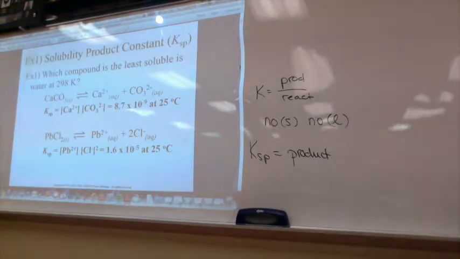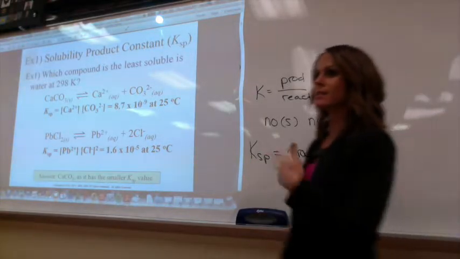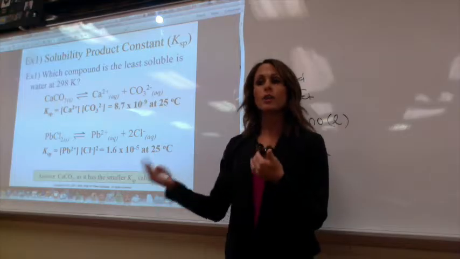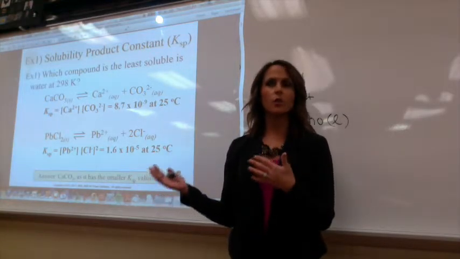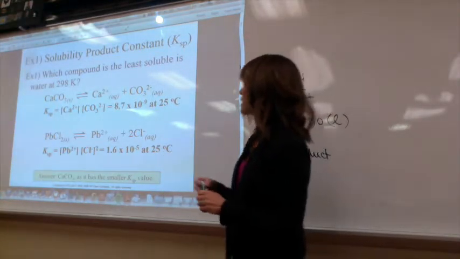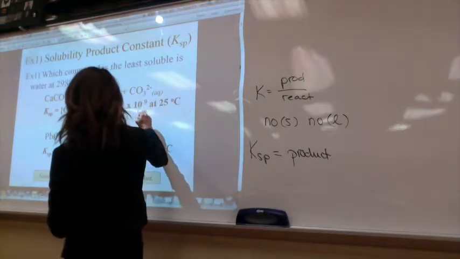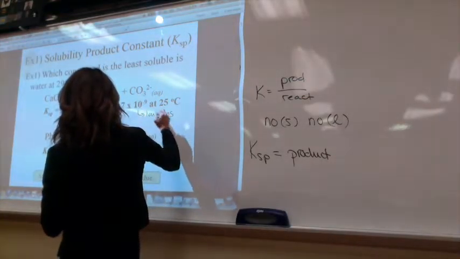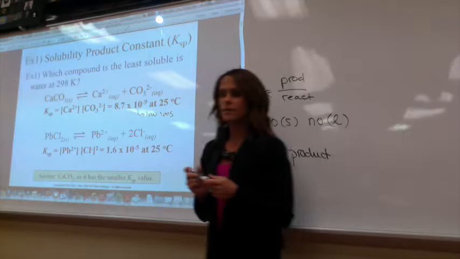So which one? Henry? Calcium carbonate. So calcium carbonate has a lower Ksp value, which means that it has fewer ions in the solution, which means it's less soluble, right? The more ions you have, the more soluble something is. So if you have a low Ksp, that means low ions. And this has a higher amount of ions.